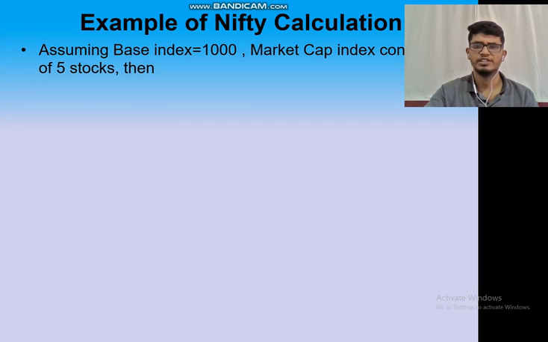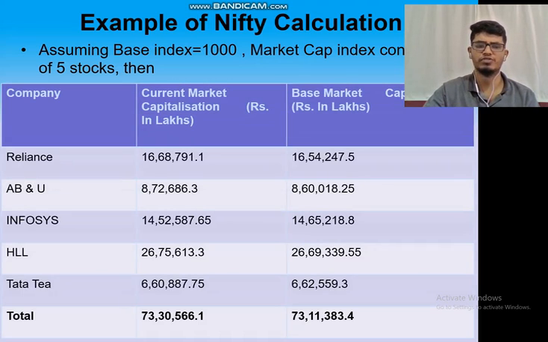How to calculate? Here is the example. Assume the base index is 1000. There is no need to assume, as the base index itself is 1000. This is fixed. The market capital index consists of 5 stocks. Okay, in fact there are 50 stocks, but to simplify the calculations, I have considered only 5 stocks here. So let's see what those stocks are. Reliance is there, ABB is there, it's a manufacturing company. Infosys is there, HLL, Tata Tea is there, and this is the current market capitalization.